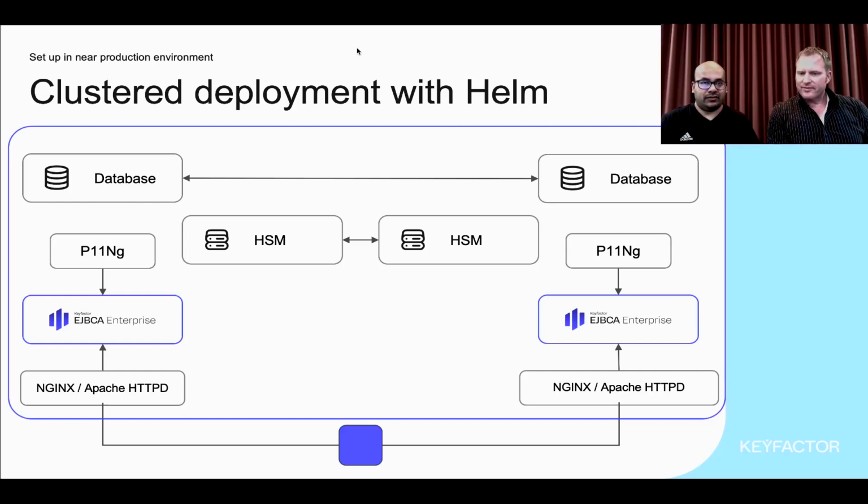So you have two EJBCA instances communicating with a replicated database, and the HSMs are also replicated in a clustered setup. We provide this P11ng sidecar to communicate with the HSMs, and more support on this HSM will be coming soon. And the TLS credentials are placed in this Nginx or Apache HTTP sidecar. You can configure the cluster external access with load balancer or ingress. So a lot of moving parts.